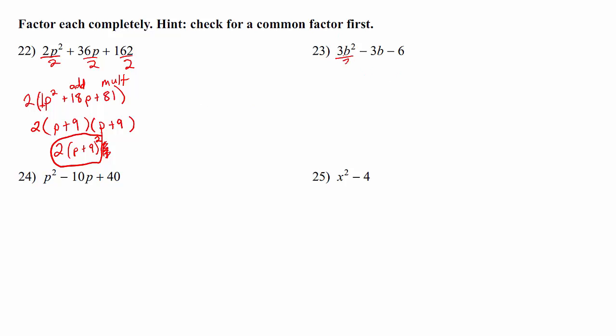On 23, they have a 3 in common. So that's 3, and b squared minus b minus 2. We're going to split this up into two parentheses. So what multiplies to get negative 2 and adds to get negative 1, which would be negative 2 and positive 1. It's really easy to get those signs backwards, so make sure that you are thinking, okay, negative 2 plus 1 gives me a negative because the 2 is bigger.